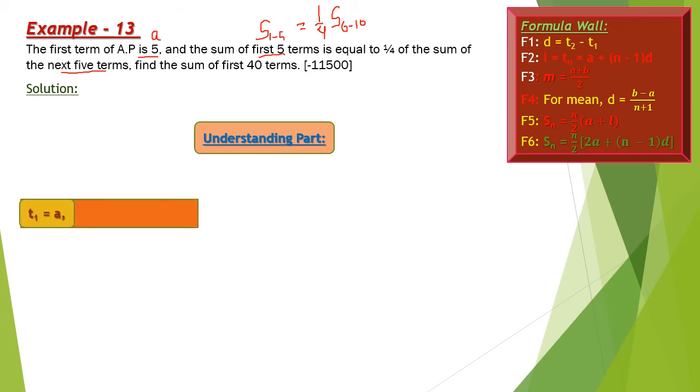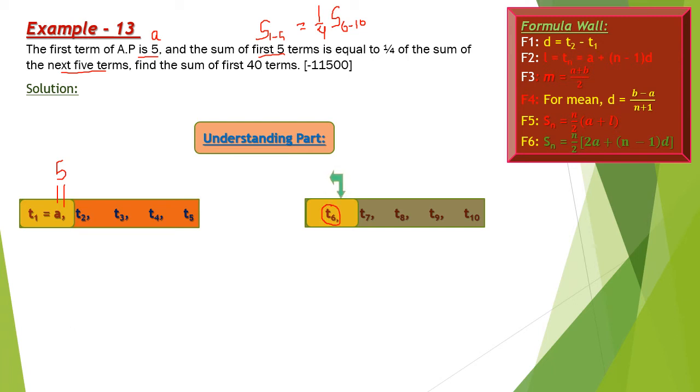The understanding is that for the first 5 terms, our a is equal to 5, isn't it? First term is a and a is equal to 5. And for the next 5 terms, T6 is the first term. As we know, T6 is a plus 5d, and it is the first term for the next 5 terms. This thing you have to understand. For the next 5 terms, the first term is T6, and instead of a we have to write a plus 5d.